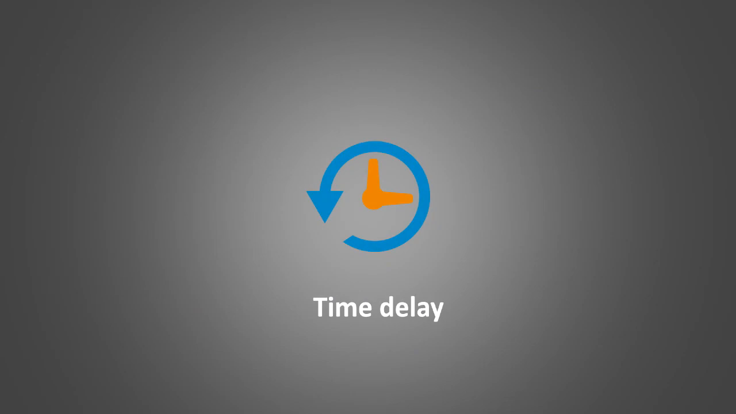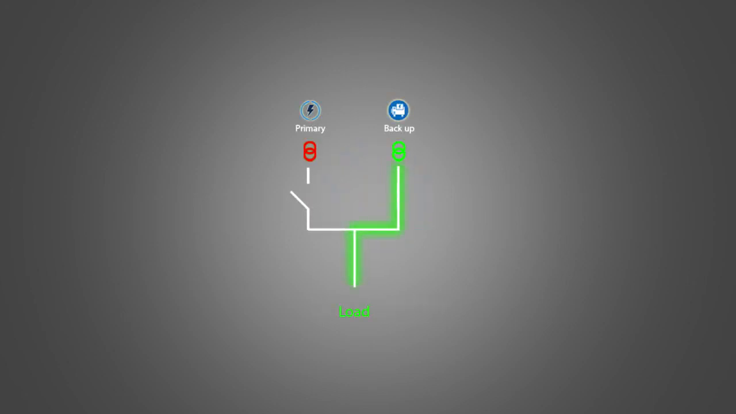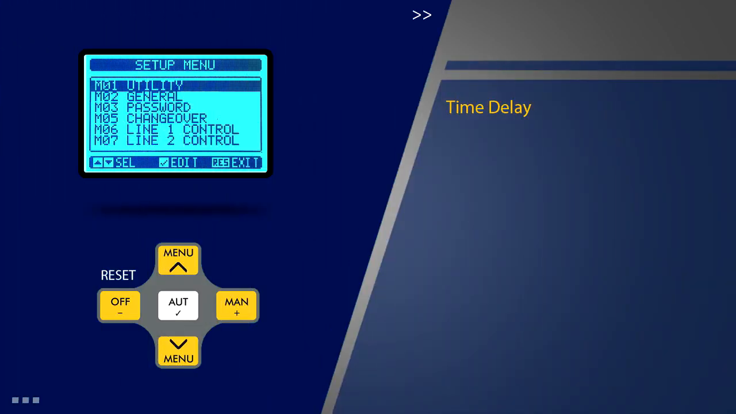Time delay. Let us look at the procedure for setting the generator cooling time delay. It is the time delay between load disconnecting from generator and generator engine actually stopping. The procedure is as follows.